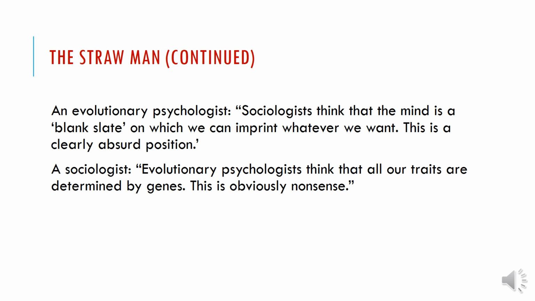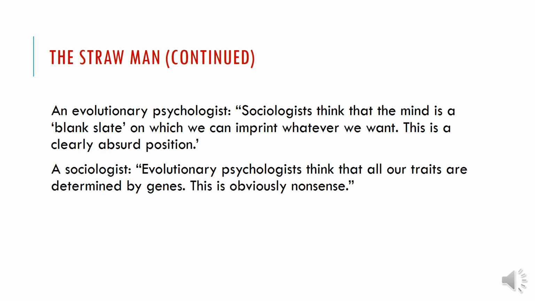Here's another example of a straw man taken from two positions. An evolutionary psychologist suggesting that sociologists are silly because they think the mind is a blank slate on which we can imprint whatever we want, and a sociologist claiming that evolutionary psychologists are silly because they think that all our traits are determined by genes, which is obviously false in itself.